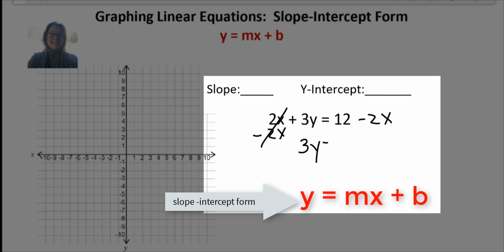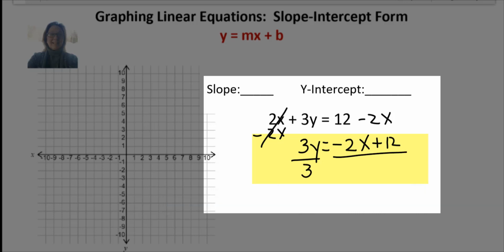Notice that when we rewrite it, we want to make it in the slope-intercept form, so we will move the -2x in front of the 12. Because we need to isolate the y, we will need to divide both sides by 3. 3 divided by 3 cancels out and leaves y. -2x divided by 3 is -2/3 x. And 12 divided by 3 is 4.